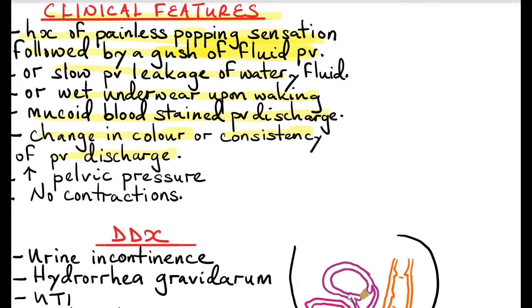What if it's not PROM? PROM is associated with increased pelvic pressure. This is because of the flow of fluid, and there will be no contractions. So it's important in your history to find out if the vaginal discharge reaches the toes. Usually, if there's a watery discharge and it's amniotic fluid, it might actually reach the toes. Whilst if it's just a urinary tract infection or abnormal vaginal discharge, it will not reach the toes.